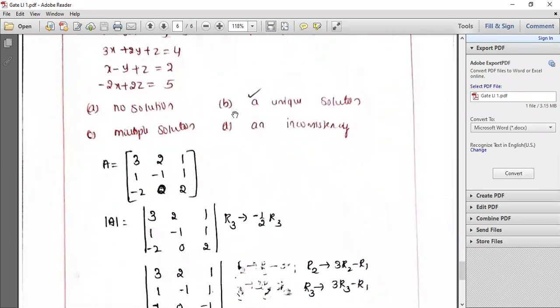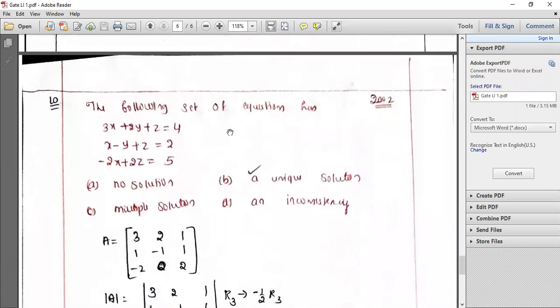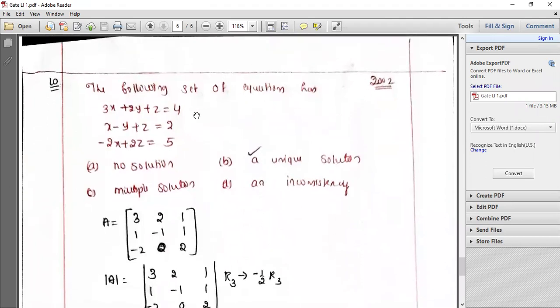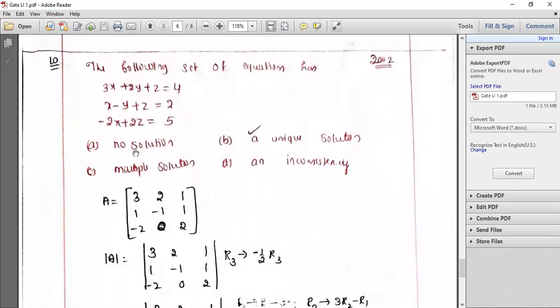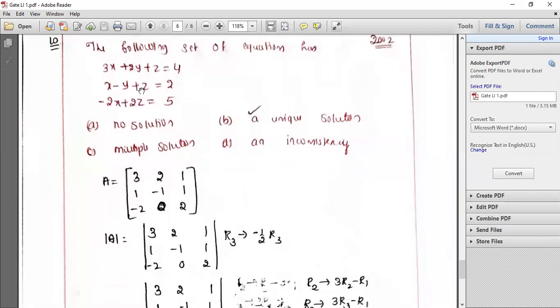So now let us find out the next question, that is the last question of today. This appeared in 2002. The following set of equations, this is a set of equations. They're asking us to find out whether it has no solution, unique solution, multiple solutions, or is an inconsistent system.